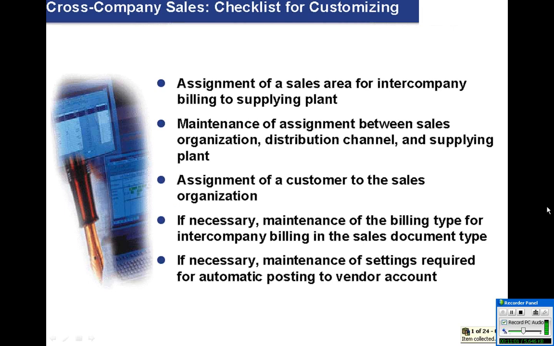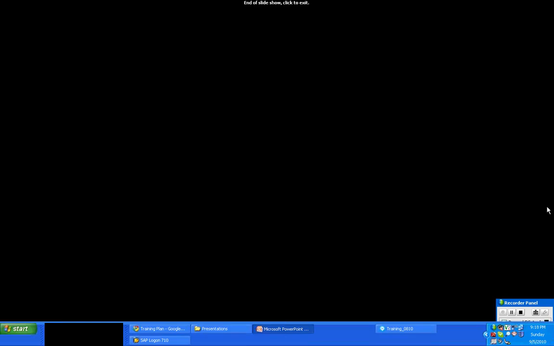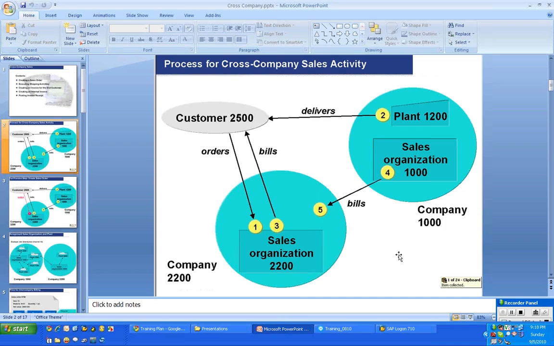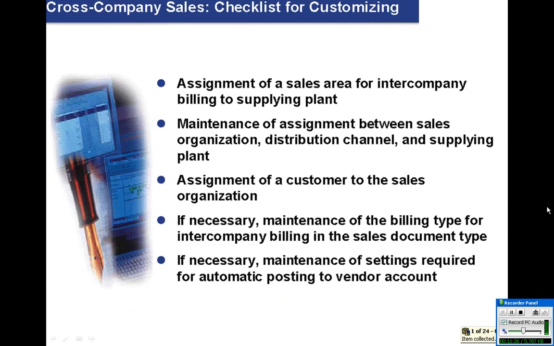Now this is the checklist for customizing. We'll go through all these steps one by one. First we have to assign sales area for the intercompany billing to supplying plant. Then we'll maintain the assignment between sales org, distribution channel and supplying plant. Then we'll assign the customers to the sales organization. And then we'll maintain the billing type for intercompany billing and the sales document type itself. Questions?